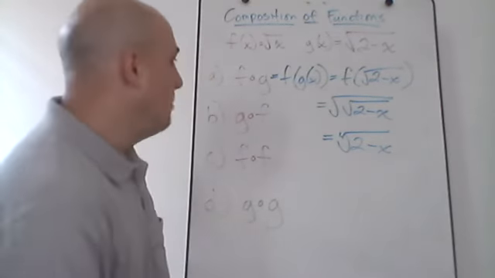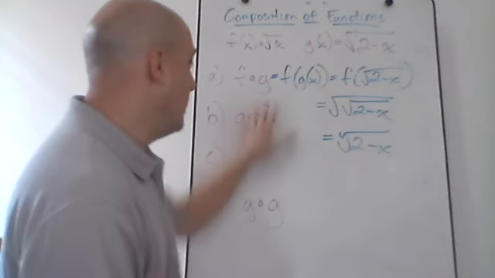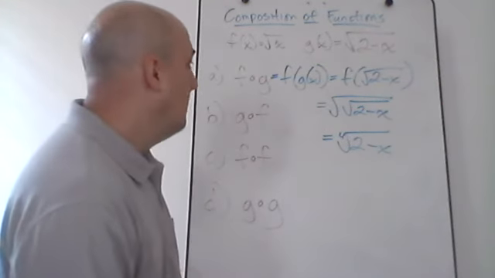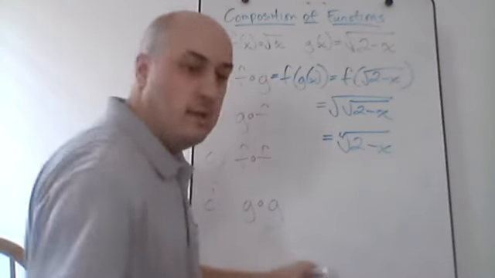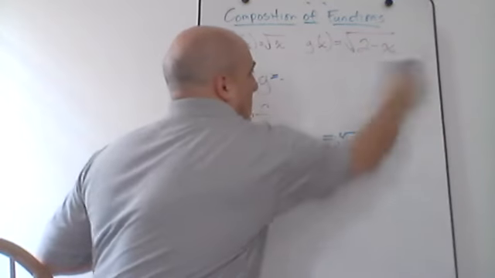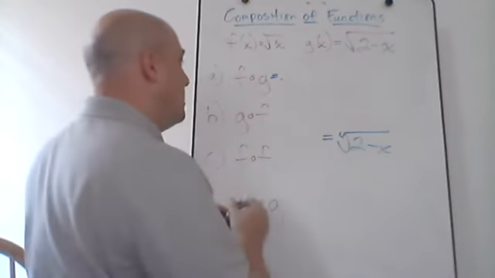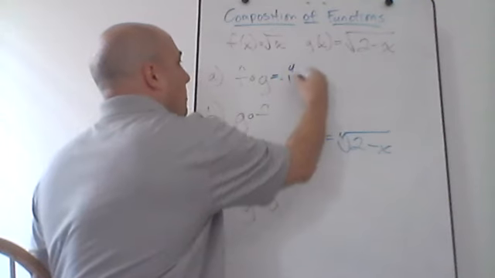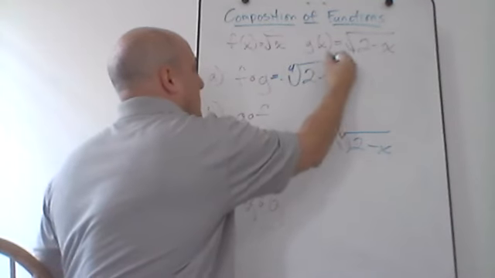Unfortunately, I'm going to have to erase that so that I can do these other ones up here. But I'll put the answer up here so we can hold on to it and compare it to the other ones that we get. So f of g is the fourth root of 2 minus x.